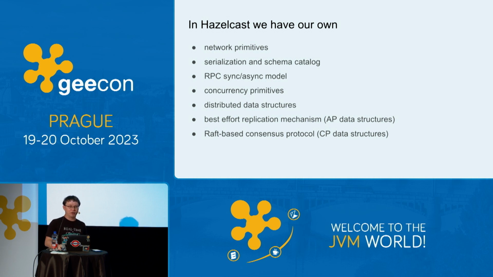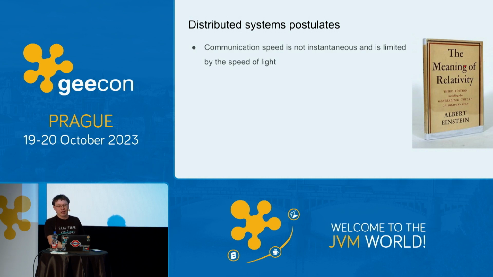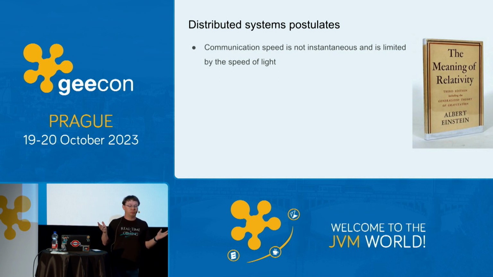And of course, when we are implementing this, we are constrained by so-called distributed system postulates, like the postulates of Einstein's theory of relativity. Distributed systems have similar ones. Several of them are even repeated from relativity theory. For example, communication speed can't be faster than the speed of light.